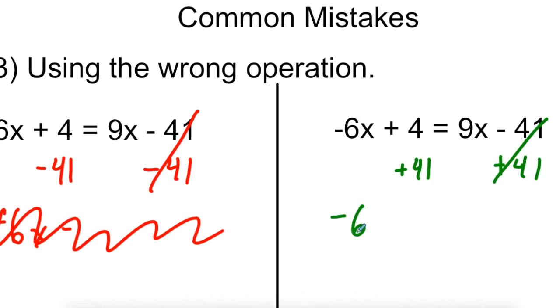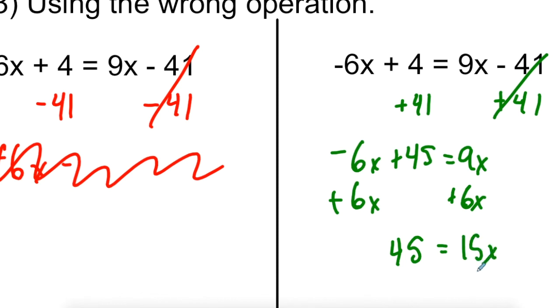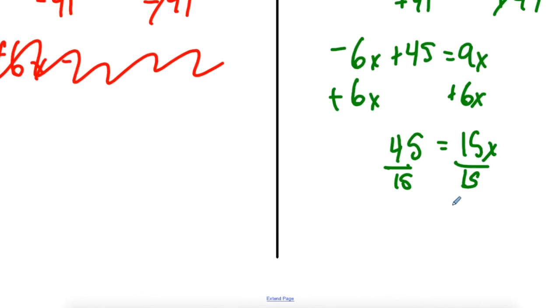And now, if I do solve this correctly, I'm going to be left over with negative 6x plus 45 equaling 9x. And then I'm going to want to also add my negative 6 to both sides. I'll have 45 equal to 15x, and here we can just divide by 15. And we'll get a solution of 3 equaling x.